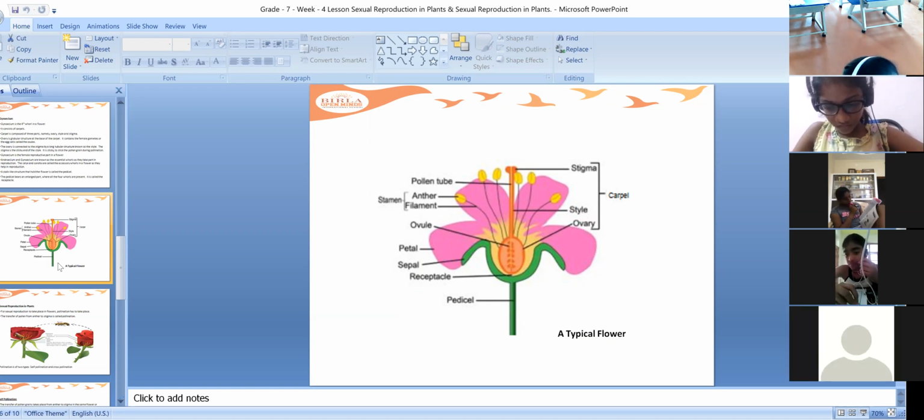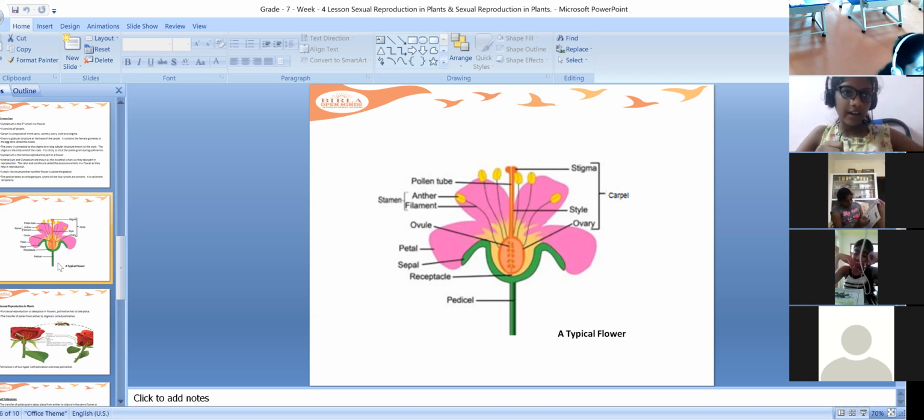Yes, you are asking me something, Nehita? Ma'am, not only the carpels, the total part of the flower comes under gynoecium? No, no, no. Again, the flower has male reproductive organs and female reproductive organs. So this comes under androecium and gynoecium. You can see under the gynoecium, you can see the carpel.